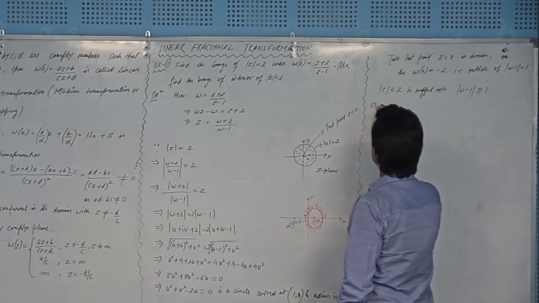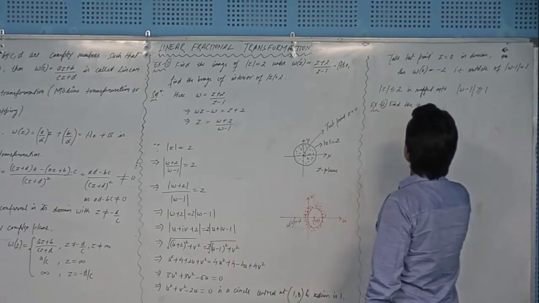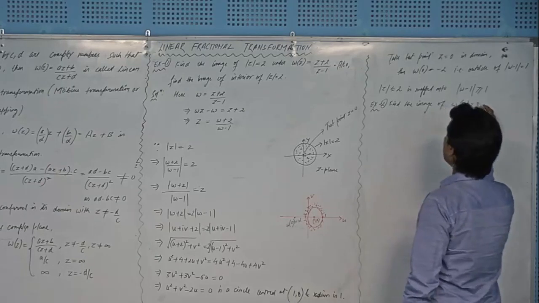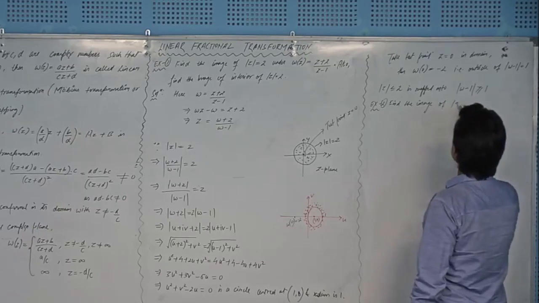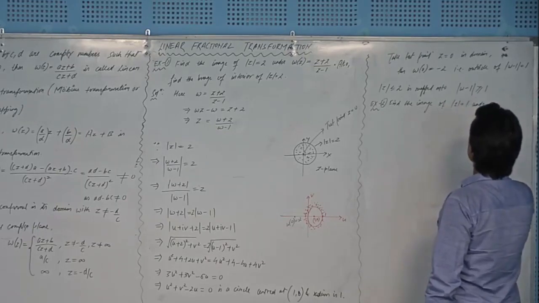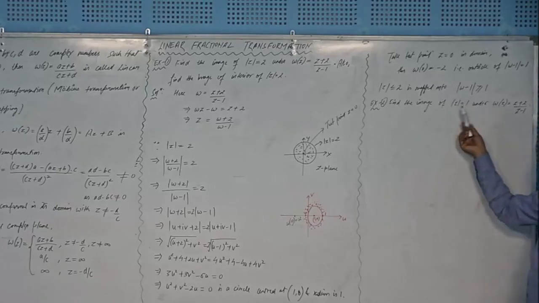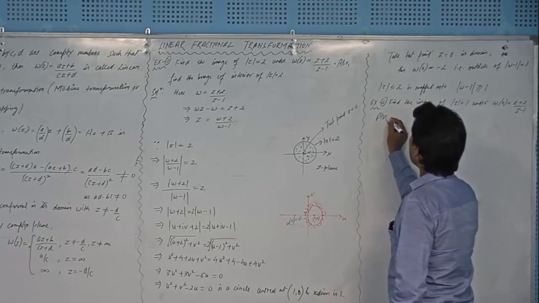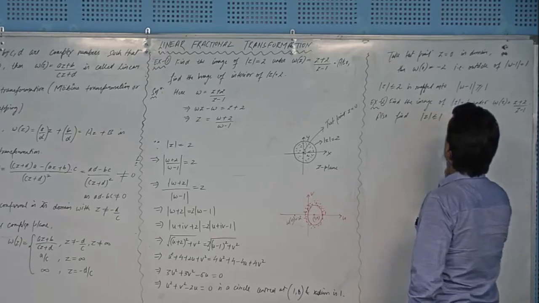Okay, I will take another example. Example number 2. Find the image of mod z equal to 1 under w of z equal to z plus 2 over z minus 1, right? I have changed the circle only, the mapping is the same. Also find the image of the interior of your disk.